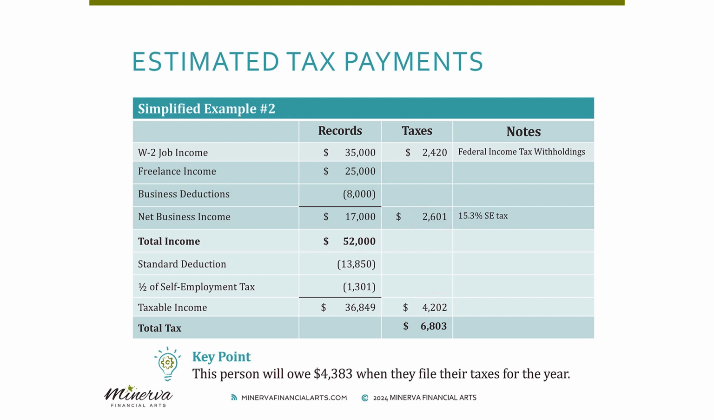That is considerably more than what their employer is withholding from their W-2 job. So for this person, they're going to end up owing $4,383 when they file their tax return for the year. This is definitely a situation where this person would want to make estimated tax payments, since what they expect to owe at the end of the year is more than $1,000.